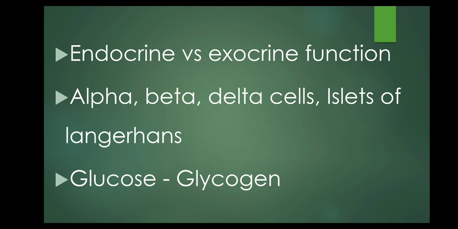That is done by your glucagon: glycogen to glucose. But glucose to glycogen, for that you need insulin. That is the main thing to be remembered. Glucagon is released when there is hypoglycemia, and insulin is required to move the glucose from the blood.